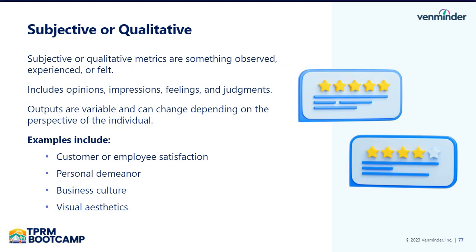Subjective, also known as qualitative metrics, are something observed, experienced, or felt. These include opinions, impressions, feelings, and judgments. Outputs are variable and can change depending on the perspective of the individual. Examples include customer or employee satisfaction, personal demeanor, business culture, and visual aesthetics.